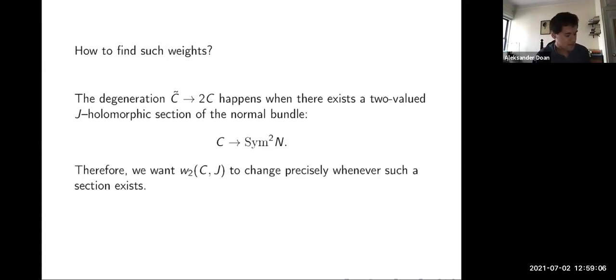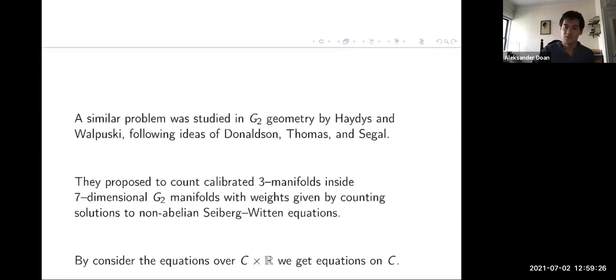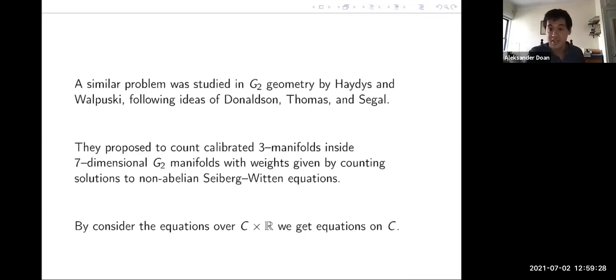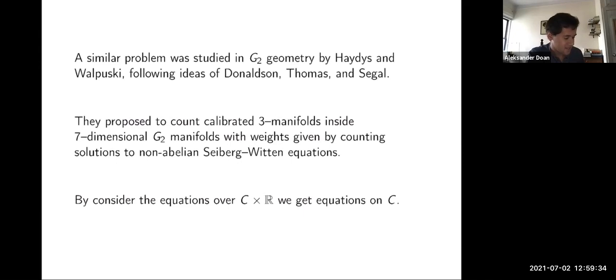So we want to define a weight W2C, which depends on J, with the property that when J is a special almost complex structure for which I do have such a multi-valued section, then this weight jumps. And well, let me just say very briefly that a similar problem was studied in other contexts in higher dimensional geometry. So let me skip that slide.